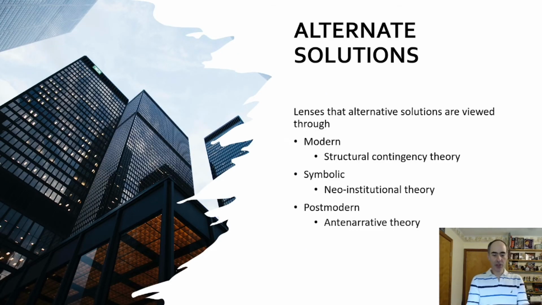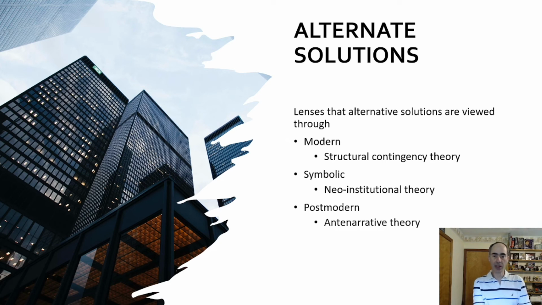So, over the course of this cross-case study organizational analysis, I worked to identify 3 alternate solutions. And the alternate solutions are viewed through 3 lenses. One is the modern lens, one is the symbolic lens, and one is the postmodern lens. The first, under the modern lens, was structural contingency theory, which argues that organizations must be adaptable to their environment. The GCRA is no exception and will have to adapt to events post-2028 or end.